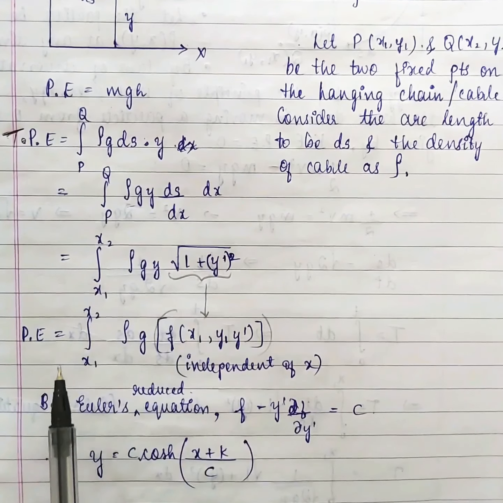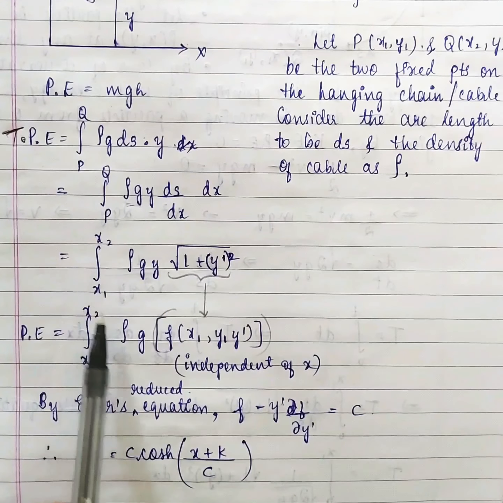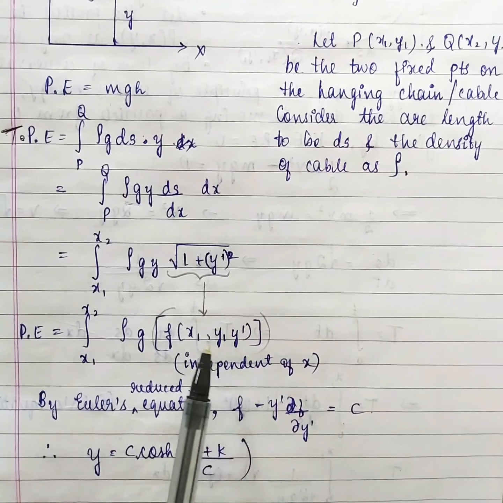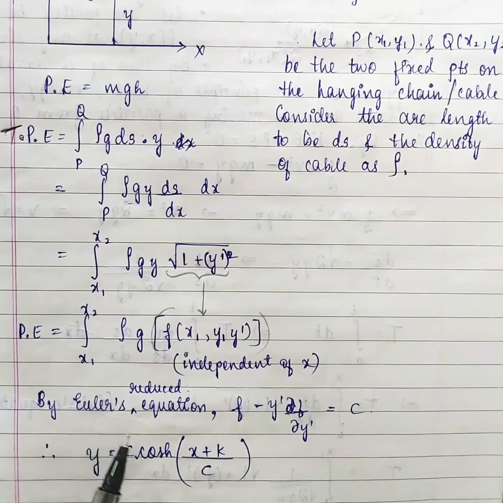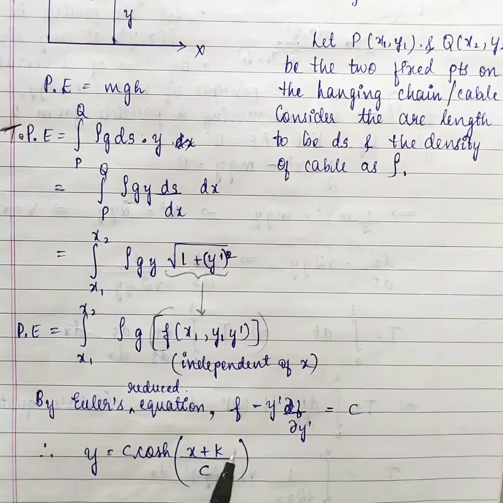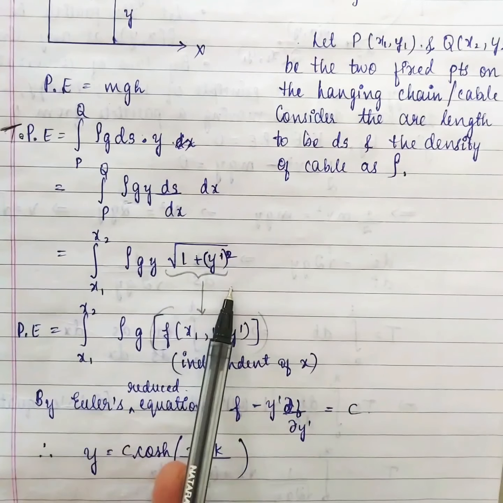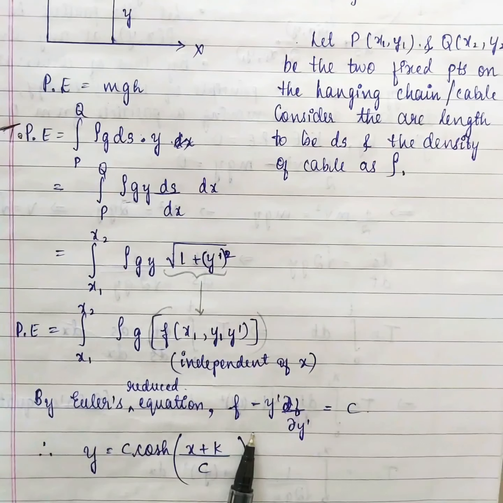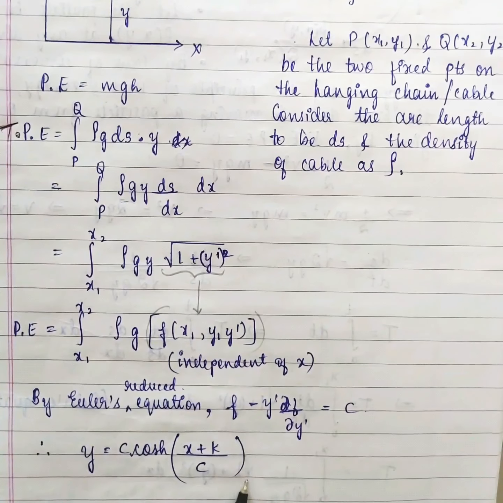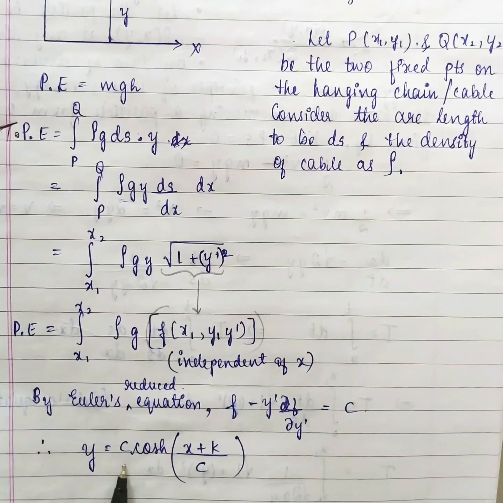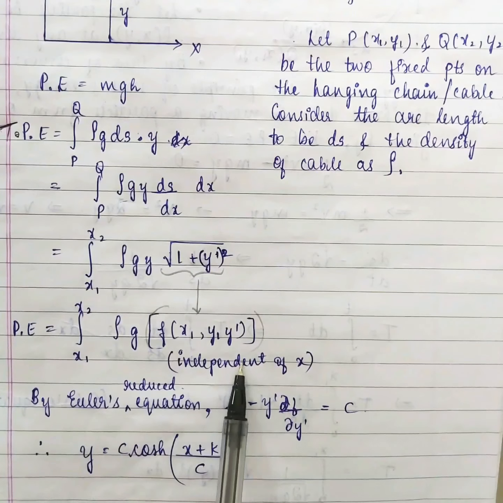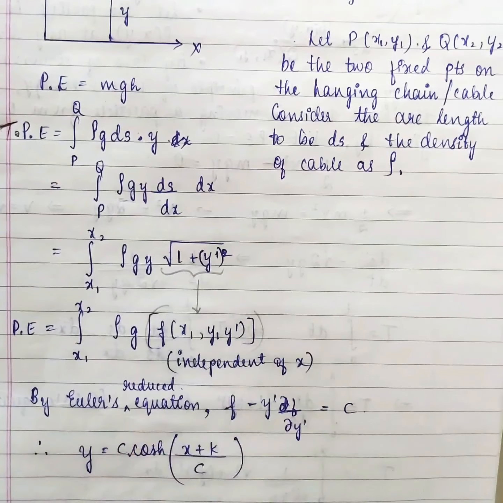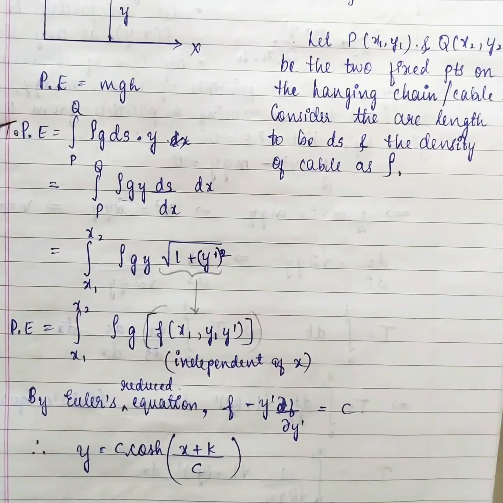Correct? So your total potential energy is nothing but the integral from x1 to x2 of rho G, which I have taken outside, times f of x, y, y dash, and that is nothing but y root of 1 plus y dash square. So by Euler's equation, since this function is completely independent of x, same as the previous one, we are going to use the reduced formula, and the proof and everything is the same as the previous one. After writing f of x, y, y dash as y root of 1 plus y dash square, you can go to the previous problem and continue with this. Thank you.